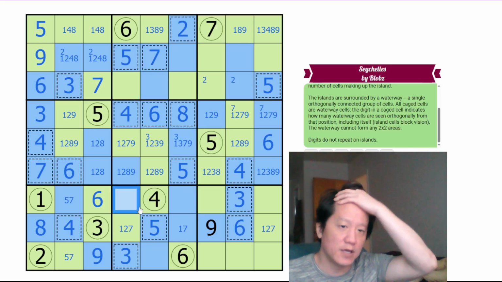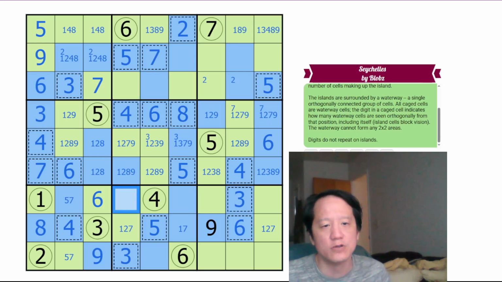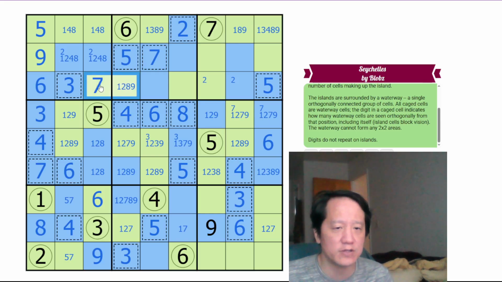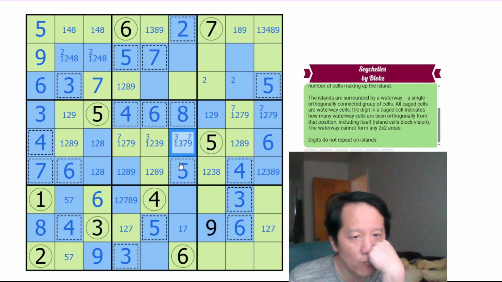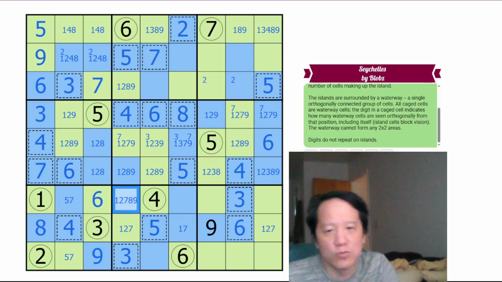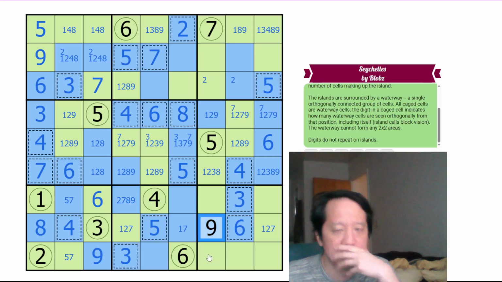We have, again, in column 4, the digits remaining are 1, 2, 7, 8, 9. This can't be 7 because of 7 in the row. Where is 7 in box 5? It must be one of these two. No 1 here because of 1 in the row.